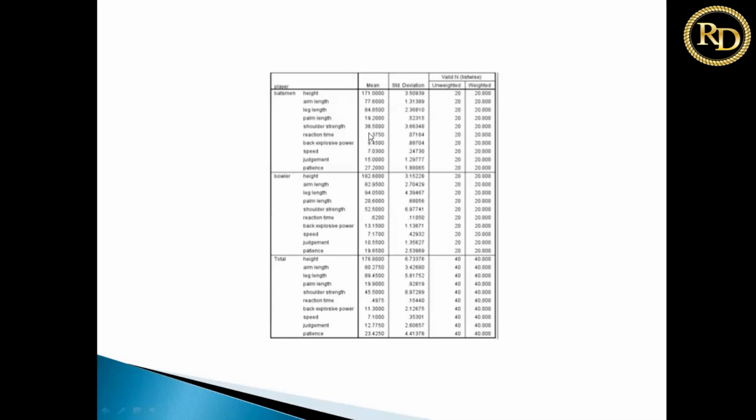Similarly, all the averages for the independent variables are given here with the standard deviations. And these are the number of persons to be classified. And these are the totals, all 40 players together, and these are their averages for all independent variables with the standard deviations.